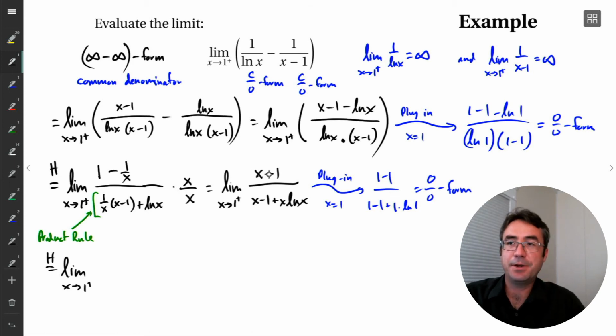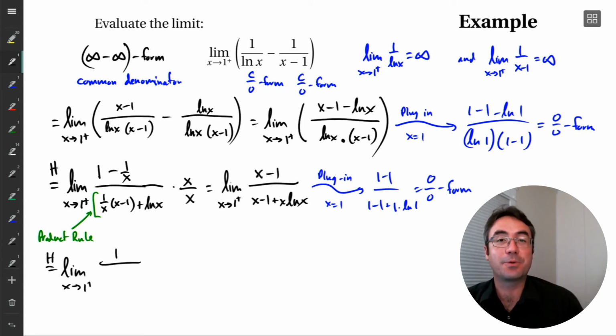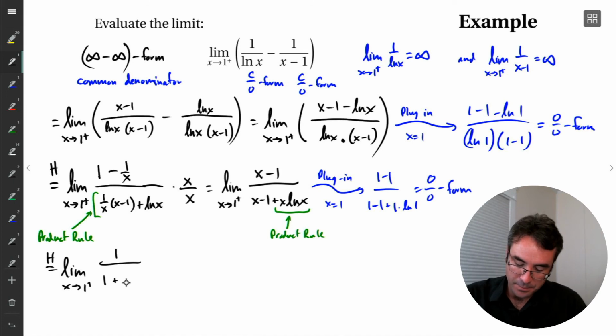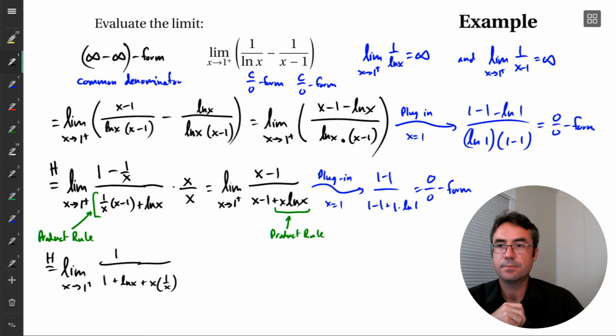So let's differentiate the top here. Derivative is just 1. Now that's good, because now we've gotten the numerator as simple as we can possibly get it. What about the denominator? Well, derivative of x is 1. Derivative of minus 1 is 0. And then we also have another product here. So when we go to differentiate this, we're going to need some product rule. And what do we get? Well, we get plus natural log x plus x times 1 over x. And that's product rule there.